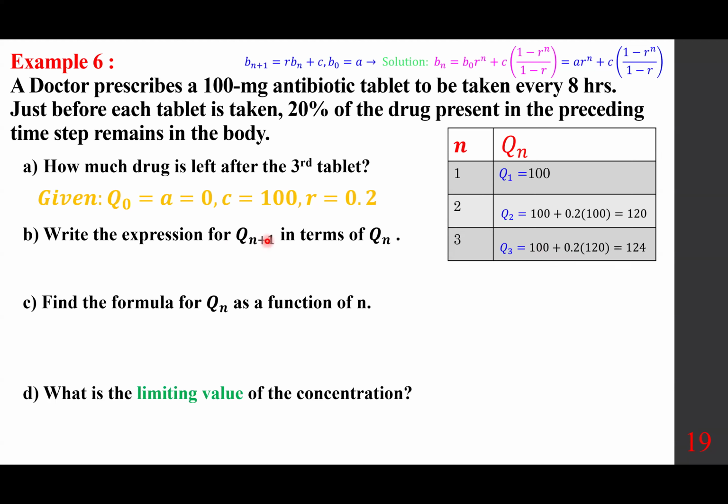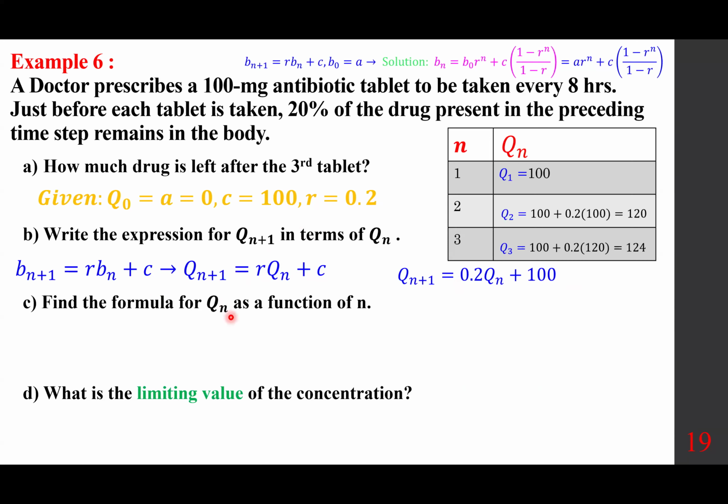Write the expression for Q sub n plus 1. So we're going to use this one and change the B to Q. So we have B sub n plus 1 is r times B sub n plus c. So we're going to change it to Q. And now r is 0.2, lowercase c is 100. And you can calculate Q1, Q2, Q3 also in the same manner. Q1 is 100. And then Q2 is 0.2 times Q sub 1 plus 100, and so on.